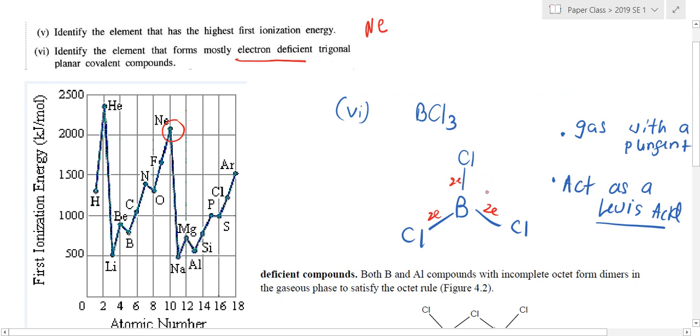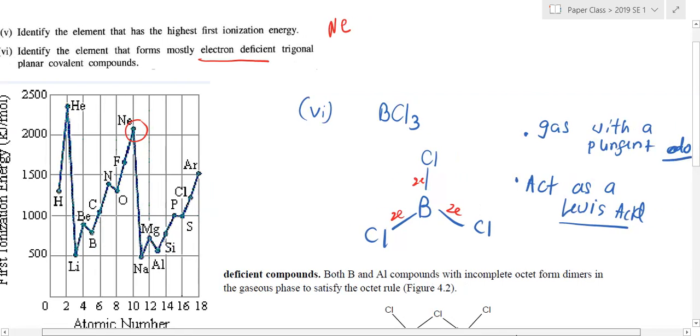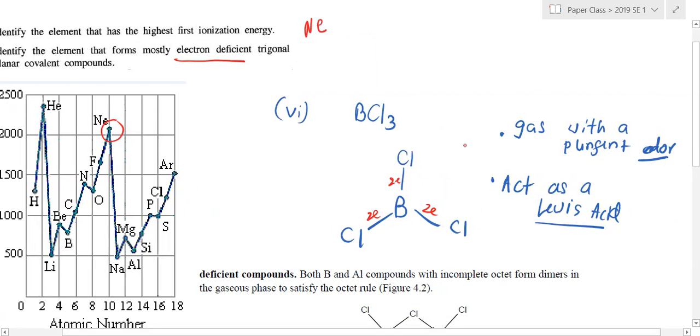But this is actually a somewhat gaseous substance in nature. BCl3 actually, at normal atmospheric conditions, is a gas with a pungent odor.